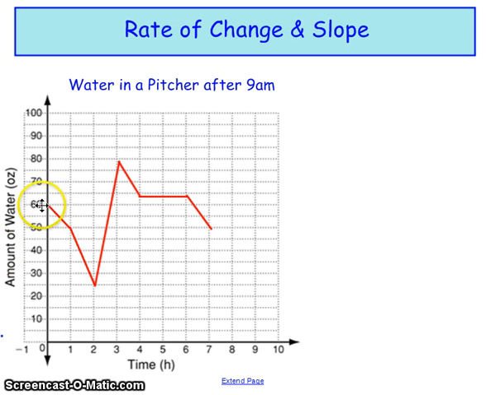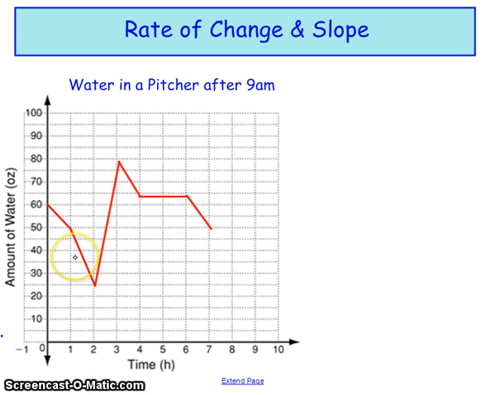that right at 9 a.m. when we're starting, the amount of the water in the pitcher is 60 ounces. But then, as the day goes on, it looks like maybe someone drinks the water, and then someone fills it back up, and then someone drinks some water, and then things stay the same, and then maybe someone drinks some water, so it goes back down.